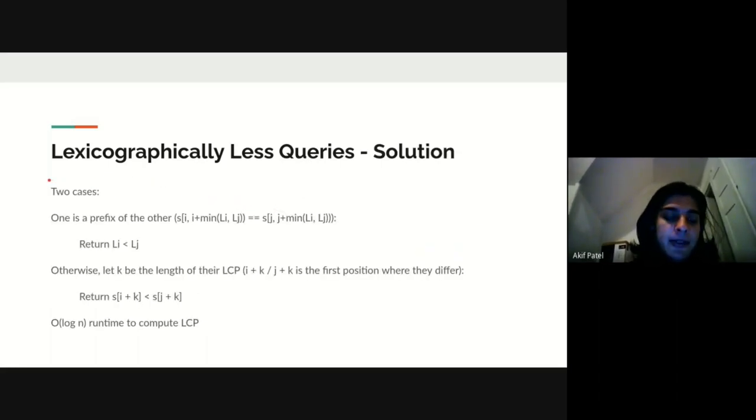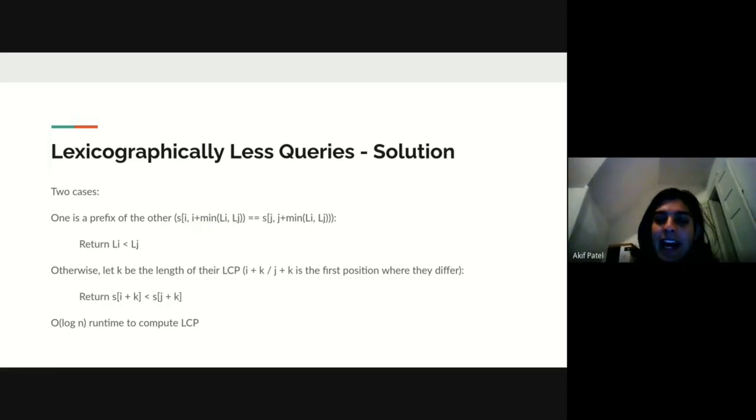So there's two cases, as we said. If one is a prefix of the other, then exactly as Thomas says, we just look at the smaller of the two lengths, starting at i and j. If they're equal, then one is a prefix of the other, right? In that case, we just want to say, is the length of Li less than Lj, in which case i is a prefix, or the other way around. So we return Li less than Lj.